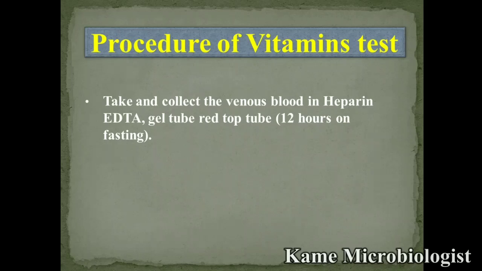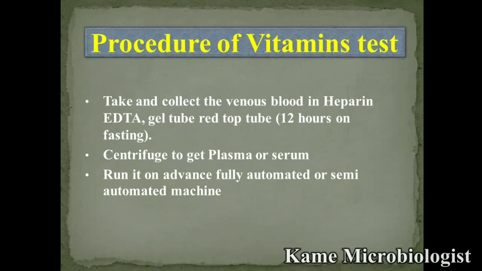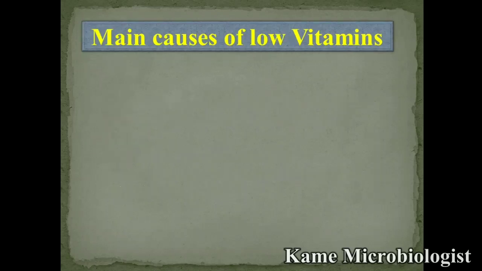Before that, you must guide the patient that the patient should be fasting for 12 hours. Then you will collect the blood. Once you collect the blood, you will centrifuge it to get serum or plasma. Then you will perform the test on a fully automated or semi-automated machine. Fully automated machines are like Architect, Mendre, Meglomi. Semi-automated machines are like FineCare, Digrade, Lofia, etc.